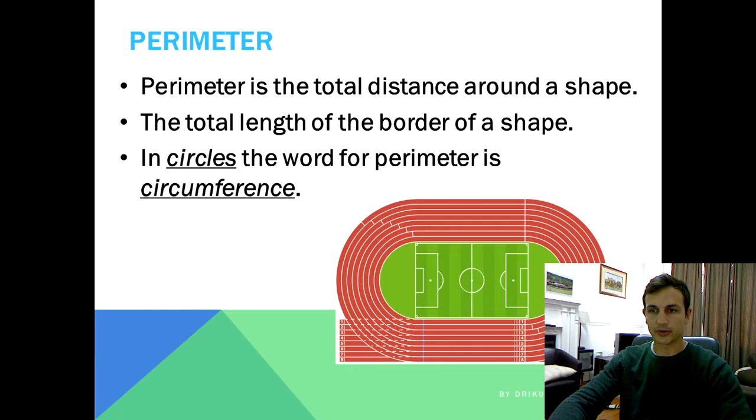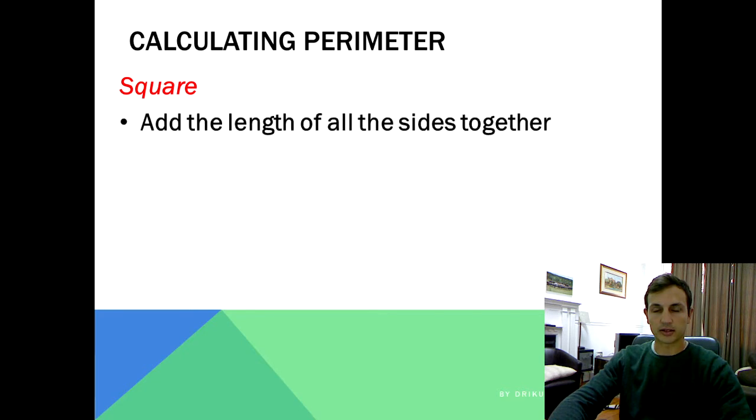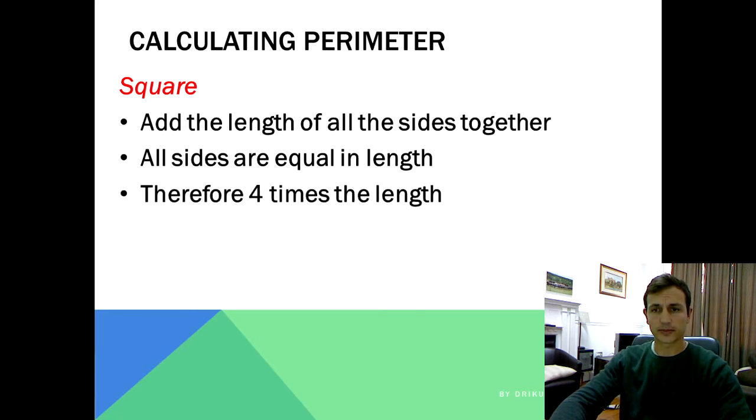And there's just a nice shape with different shapes with perimeter. Like calculating perimeter, how do we do that? For a square specifically, remember that you have to add all the lengths of all the sides together, and for a square all the sides are equal in length. So basically you can take one of the sides and multiply by 4.